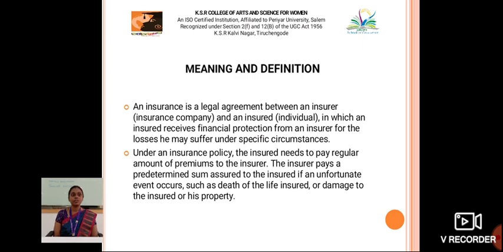Under an insurance policy, the insured needs to pay a regular amount of premiums to the insurer. The insurer pays a predetermined sum assured to the insured if an unfortunate event occurs, such as death of the life insured or damage to the insured or his property.